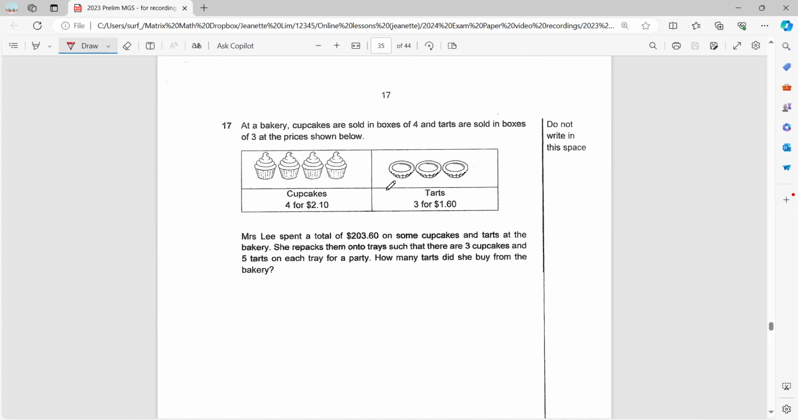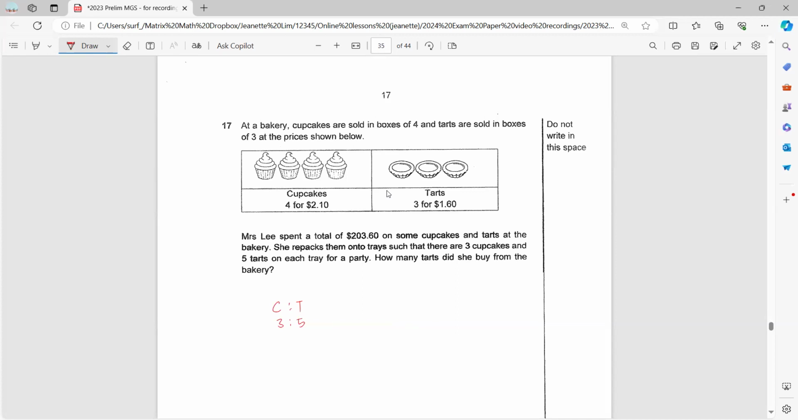All right, so if she bought some cupcakes and tarts, and she managed to repack them onto trays, there are no leftovers. So if for every 3 cupcakes there are 5 tarts, then we know that the ratio of the total number of cupcakes to tarts has to be 3 to 5. Because on one tray it is 3 to 5. On 2 trays, it's 6 to 10, which is also 3 to 5 when you simplify. 3 trays, it will still be 3 to 5. It will always be 3 to 5. So I can say that this ratio must be 3 to 5.